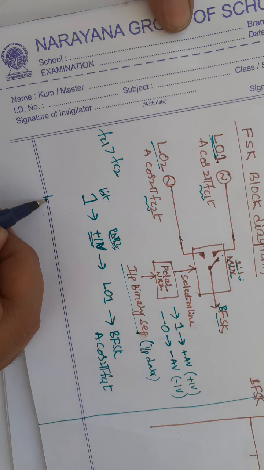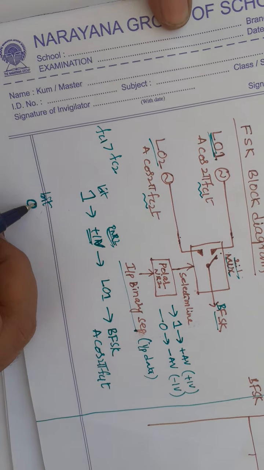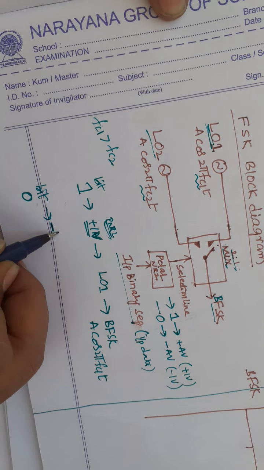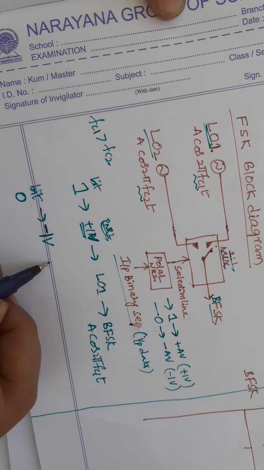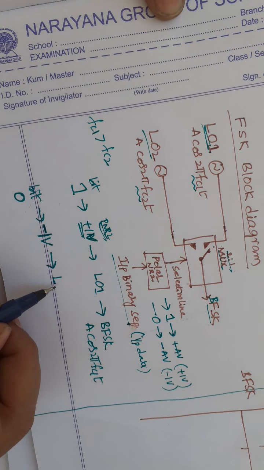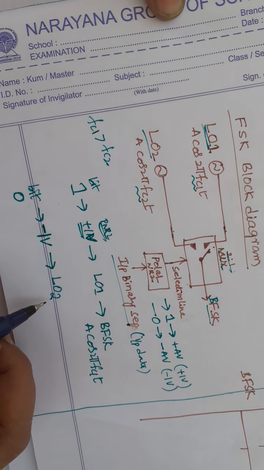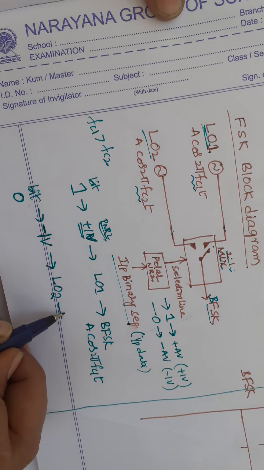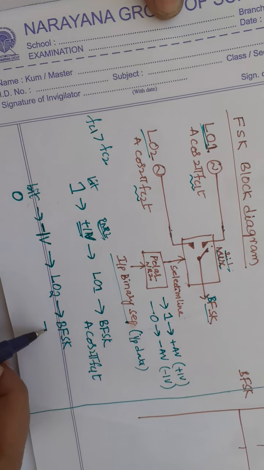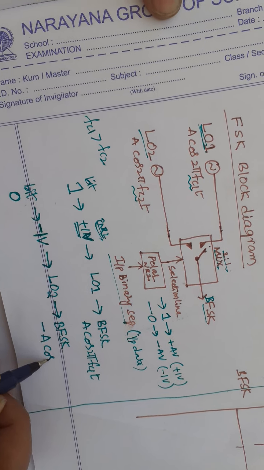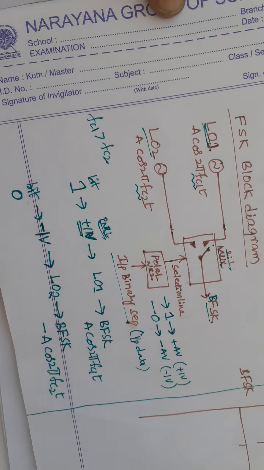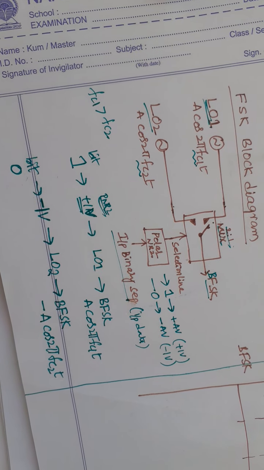Second one, for bit 0, the polar NRZ output is minus 1 volt. So, the selection line, the switch, is connected to local oscillator 2 and it produces the BFSK output, minus A cos 2 pi Fc2 t.